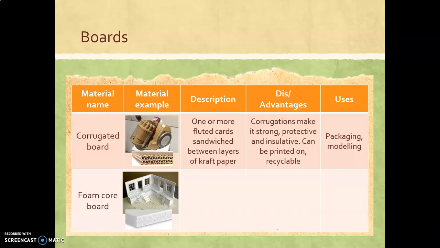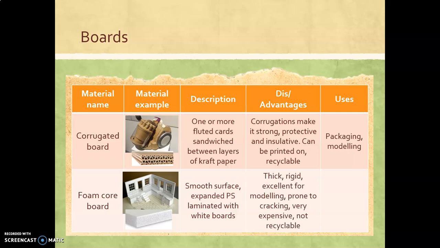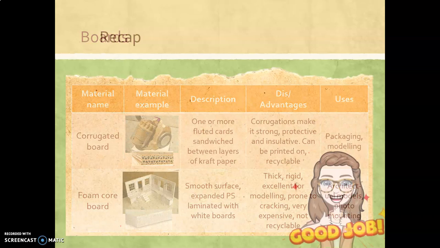Lastly, we have foam core board, which is really cool stuff. It's very smooth, with a layer of expanded polystyrene laminated between 2 white boards. It's really very thick. It's rigid. It's excellent for modelling because it's really lightweight as well, and it cuts beautifully with a craft knife. But it is prone to cracking. It's extremely expensive. We have very small portions of it in school and we really don't like to use it. And it's not recyclable, of course, because of the polystyrene. It's pretty much just used for architectural models, but it's also used for photo mounting.